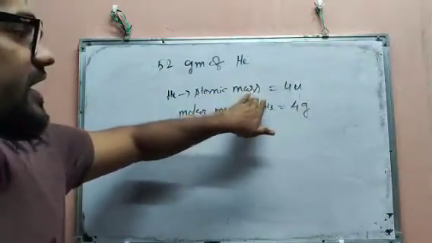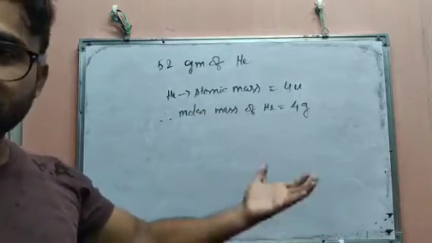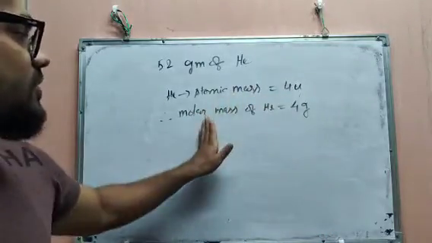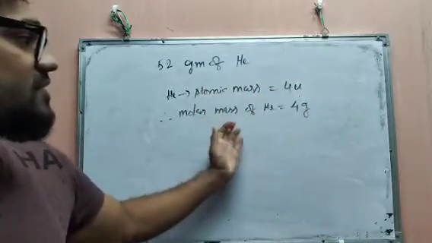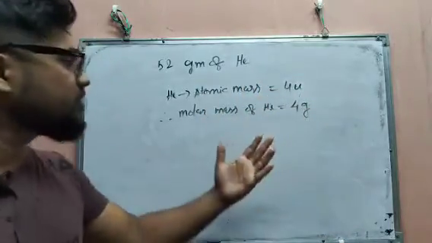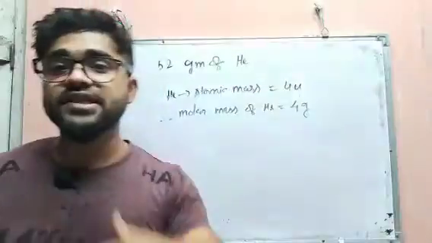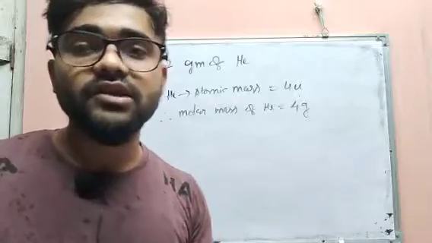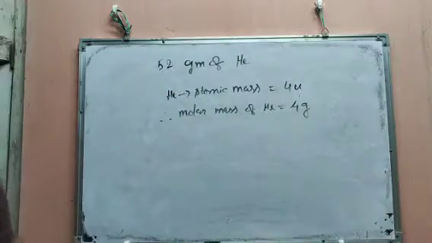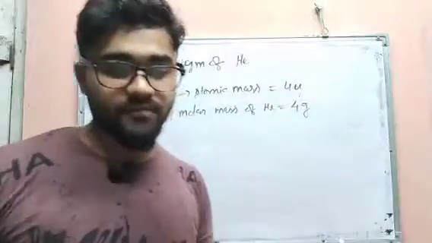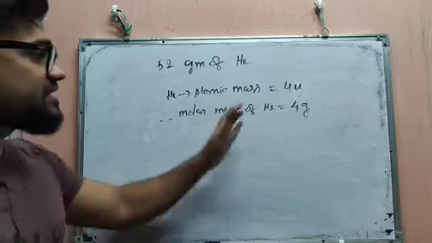First you have to get the atomic mass. Atomic mass is 4 unit. Then molar mass will be what? Representation of atomic mass. So atomic mass 4 unit, so molar mass 4 gram. That means 1 mole equal to 4 gram. Suppose the atomic mass given for oxygen is 16 unit. So 1 mole equal to 16 gram, you can write as a gram unit. So molar mass you can write as 16 gram. So atomic mass given 4 unit, molar mass given 4 gram.